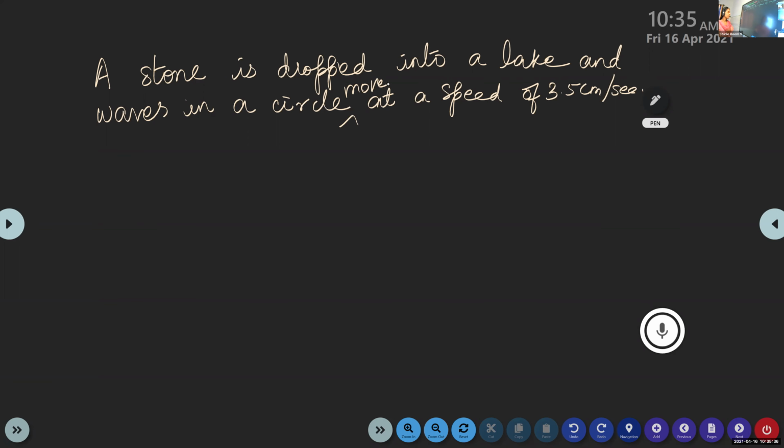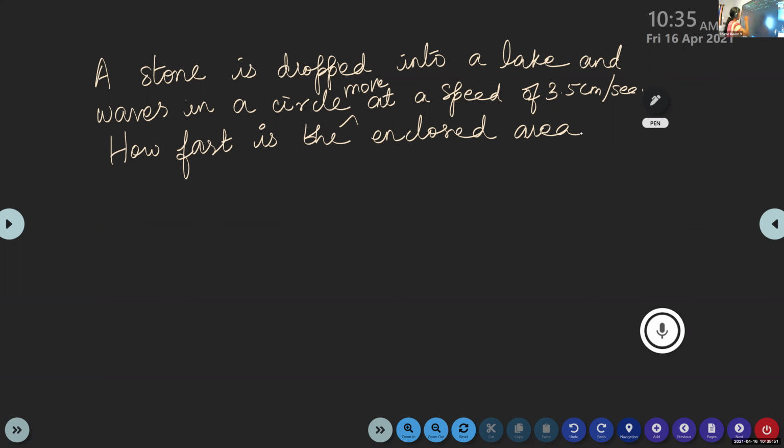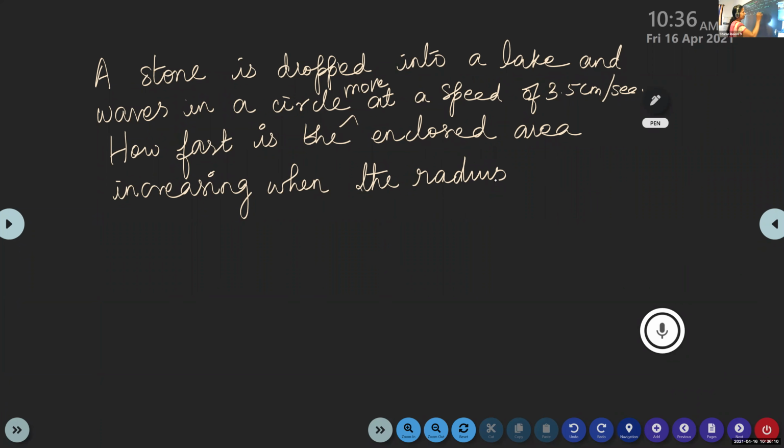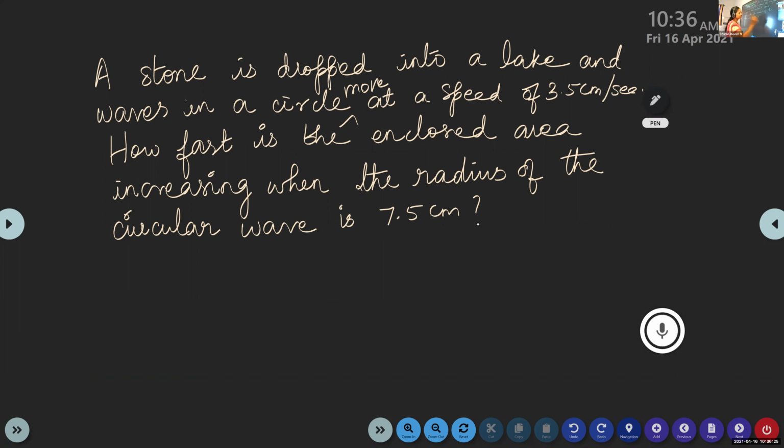How fast is the enclosed area increasing when the radius of the circular wave is 7.5 centimeter?